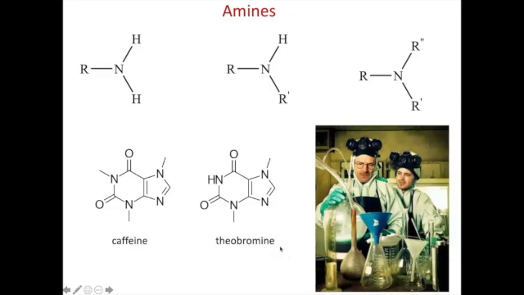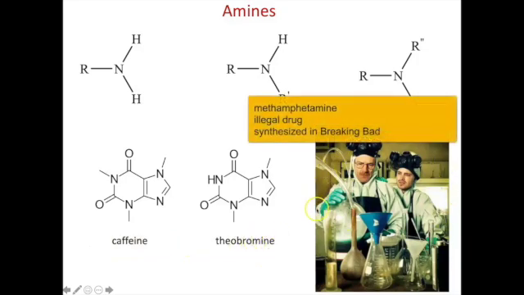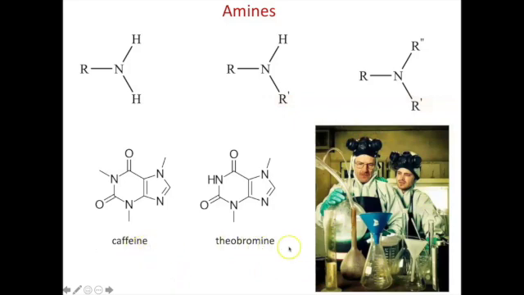Those drugs are legal or illegal, like caffeine, a legal drug, theobromine, the compound in chocolate, or methamphetamine, that if you've seen the show Breaking Bad, the chemistry teacher and his former student were synthesizing illegal methamphetamine. All of those have the -ine name ending, which means that there must be the amine group, which means there must be a nitrogen present.